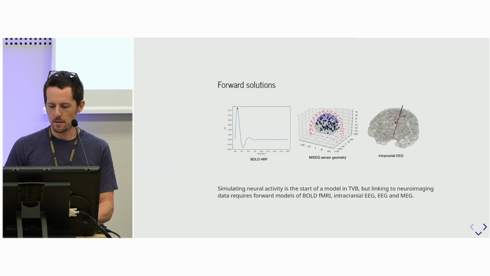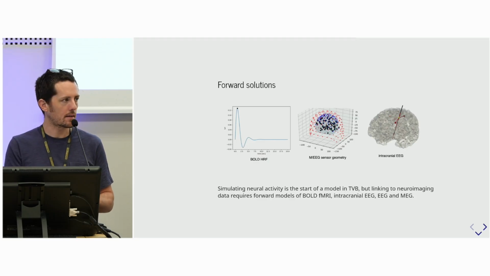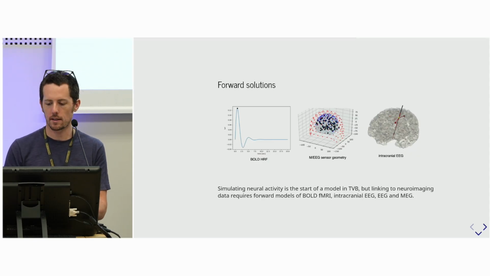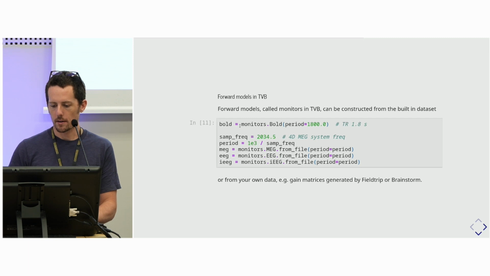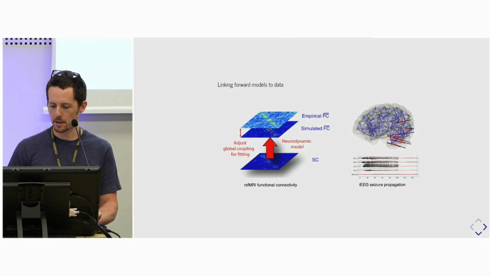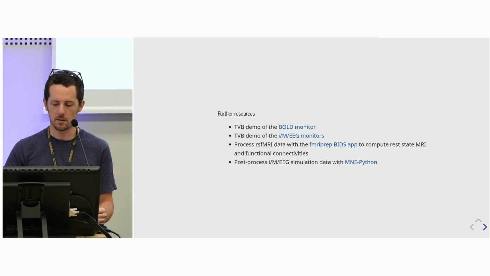Forward solutions are what we call the way that we take the neural signals generated by TVB and we generate neuroimaging signals that then are comparable with what we record in a human. So this is going to be fMRI, MEG, and also intracranial EEG. These are examples of initializing these different monitors. I don't want to spend too much time on this because it's in the demos and we mentioned it earlier. So I'm going to skip through this a little bit. You have more links here, and all of the demos will show you how to use these monitors.